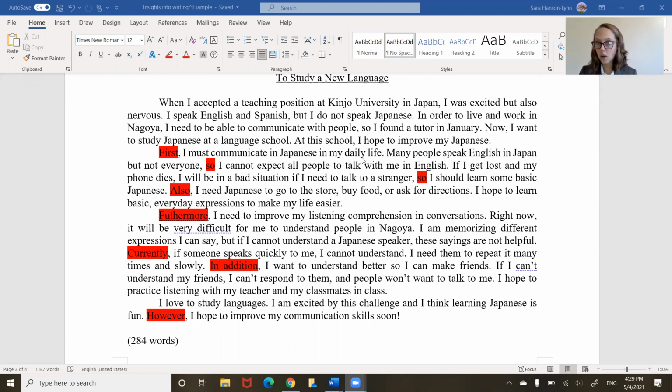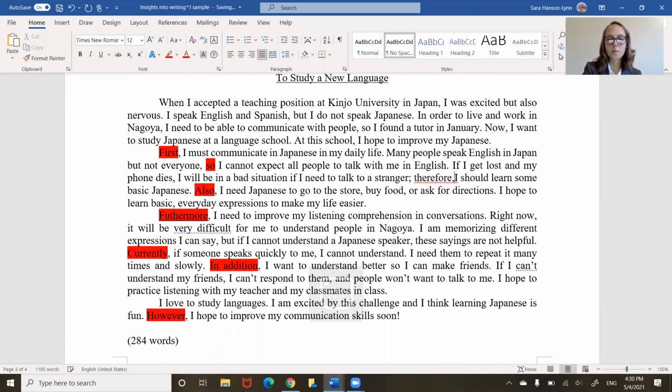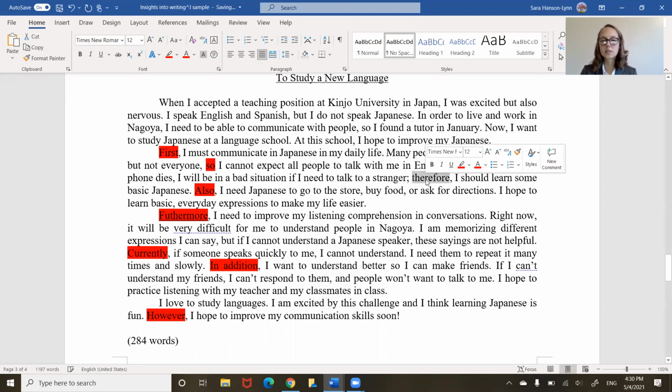My writing will be stronger if I use different words. I'm going to change this transition word to a different one. Let's change it to therefore. Okay, therefore means because of this, then I should do this. So I'll be in a bad situation if I need to talk to a stranger. Because of that, I should learn some basic Japanese, therefore.